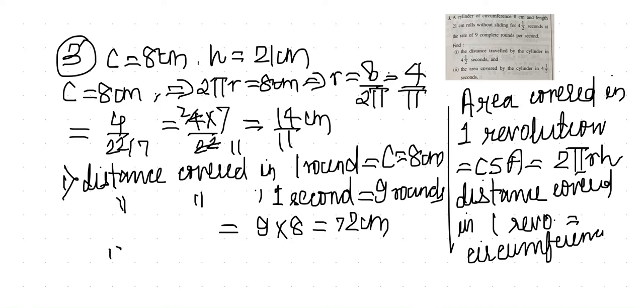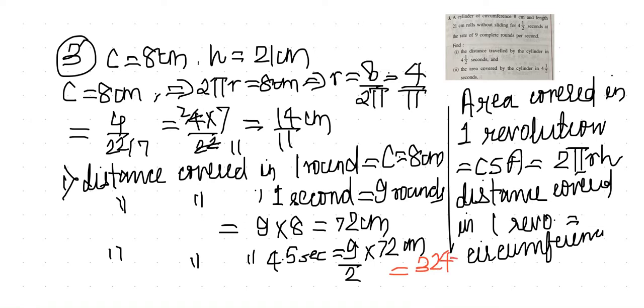Now you will be writing distance covered in 4.5 seconds will be equal to how much? 4.5 is 9 upon 2. So 9 upon 2 into 72 centimeter. This comes out to be 36 into 9, which is equal to 324 centimeter. So the distance that it is covering is 324 centimeter in 4.5 seconds.